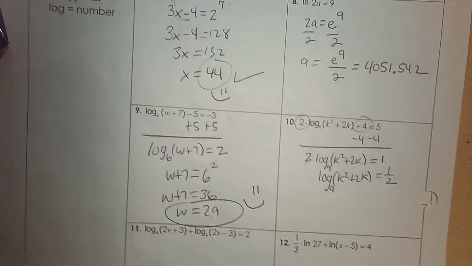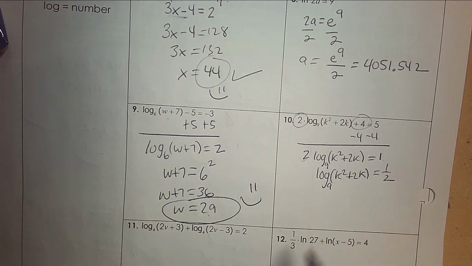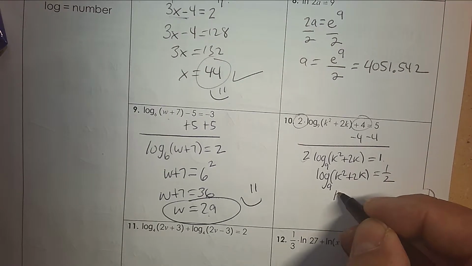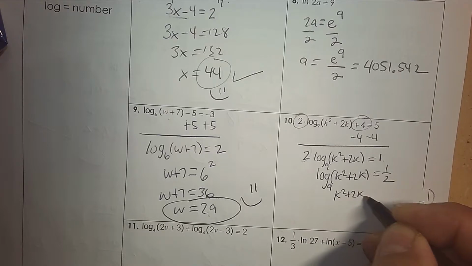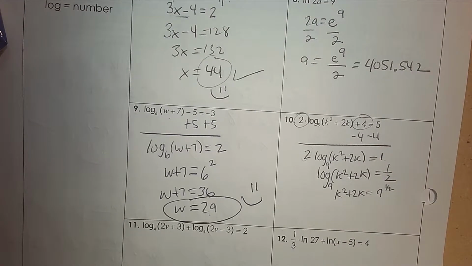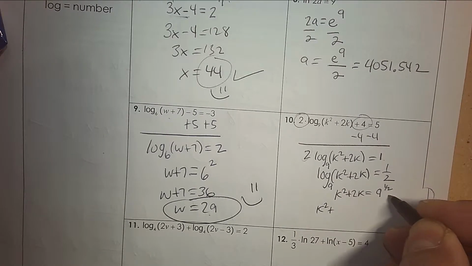At this step, once you have the logarithm isolated, you write it as an exponential. So how do I write this as an exponential? What's inside the logarithm? What's the base? And what's the exponent? Remember, the exponent 1/2 means square root. So what is the square root of 9?